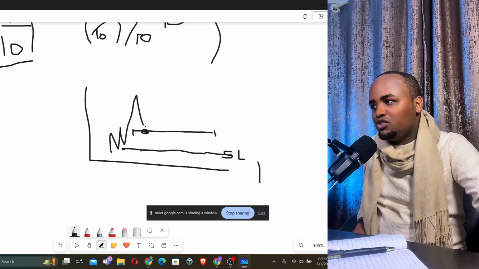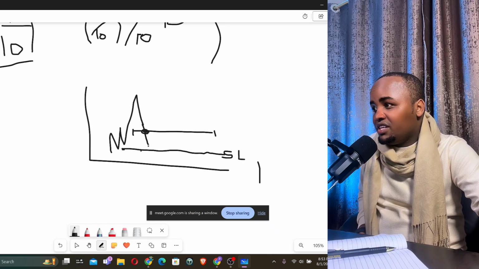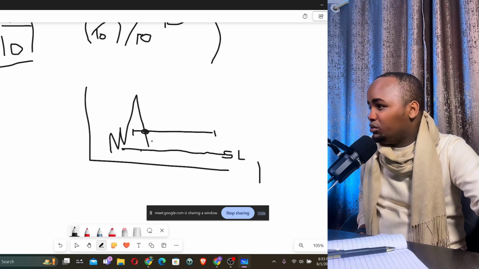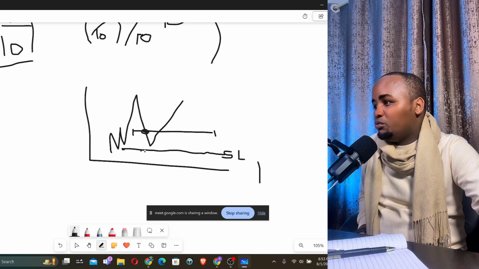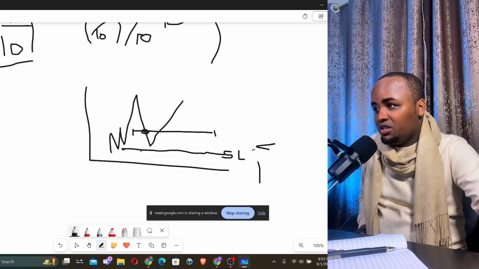This is my entry, so that when I buy from this, the market can even go around this area and test this support and probably come back up again. Because my stop loss is down here, I know I only want to risk $50. It is very possible to know the stop loss.